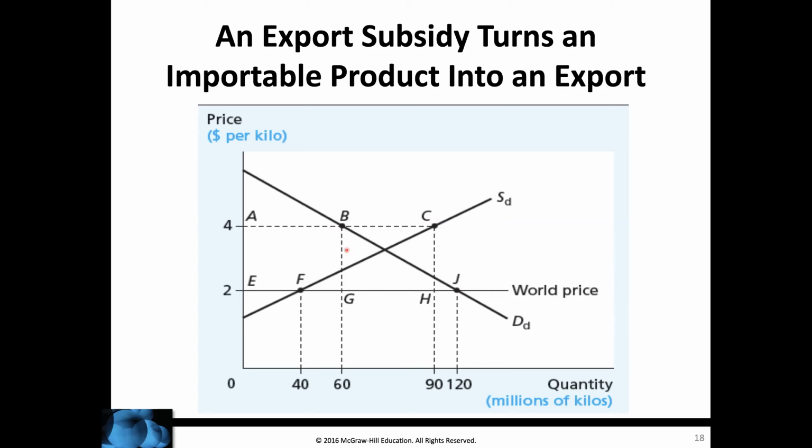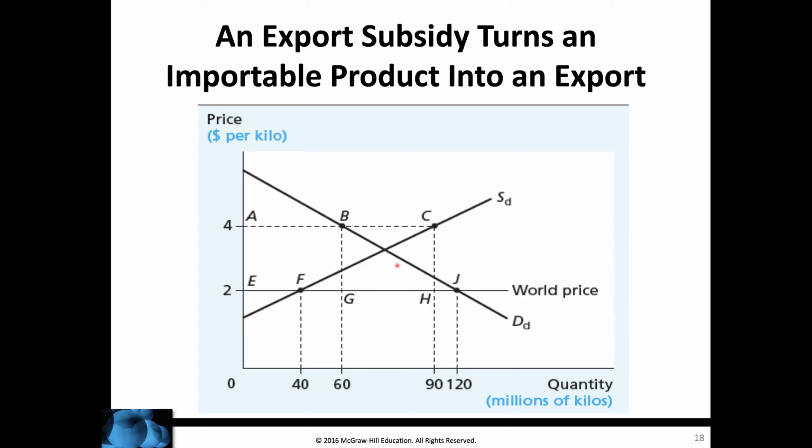with this export subsidy 90 million kilos of butter, but consumers at that price of $4 are only going to consume 60 million kilos of butter. So the difference between B and C is the amount that would be exported. The country becomes an exporter of 30 million kilos of butter.